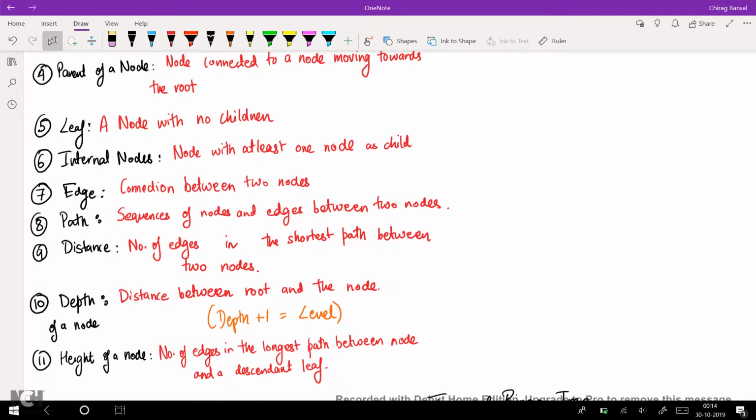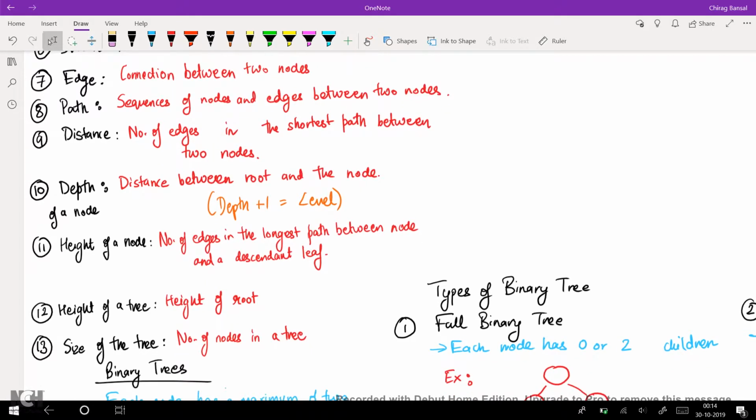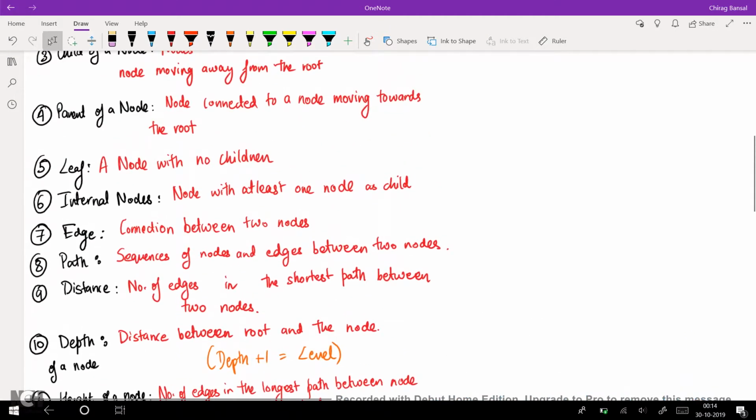Depth of a node, distance between root and the node. There is also a term called level, which is depth plus 1. Height of a node, number of edges in the longest path between the node and a descendant leaf. Height of a tree, which is equal to the height of the root. Size of the tree is the number of nodes in a tree. Now let's look at this terminology using the example.